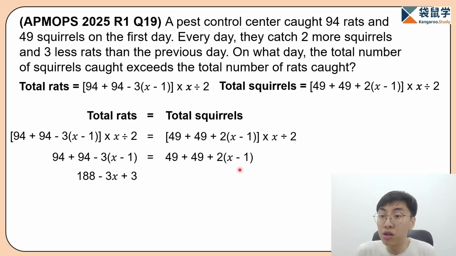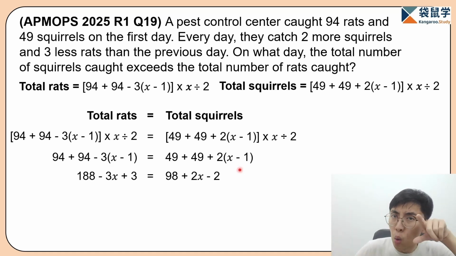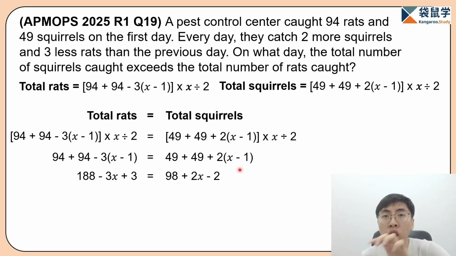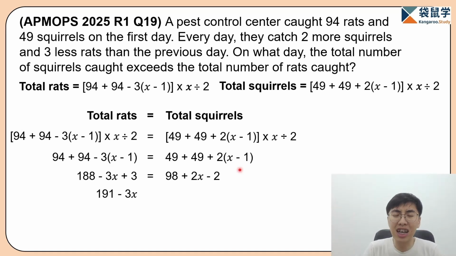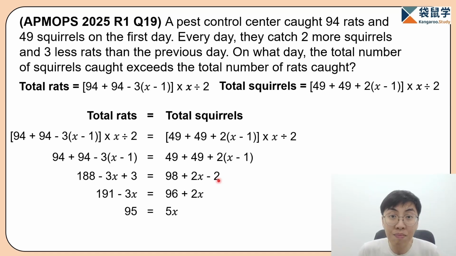And we are able to get that the left and the right to be this as such. Once we have this, we want to put all of the variables on one end and all of the constants on the other end. And that gives us 191 minus 3x equals 96 plus 2x. And then I put all of them on each side.